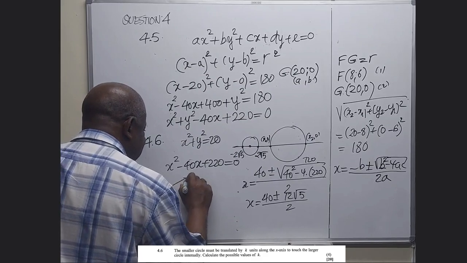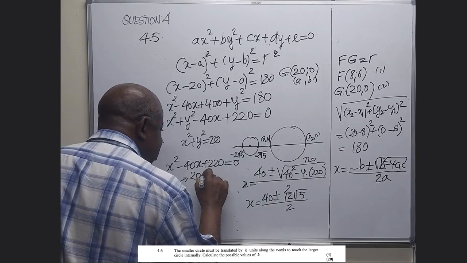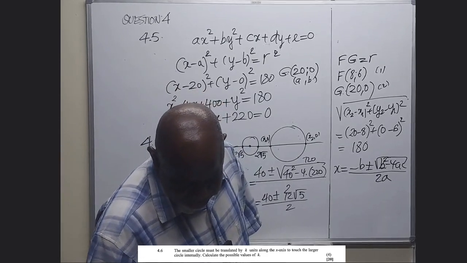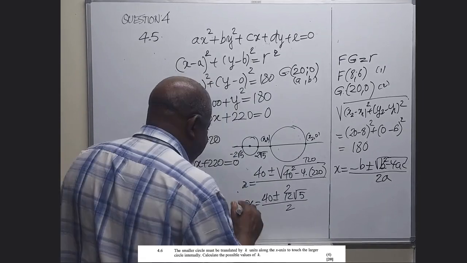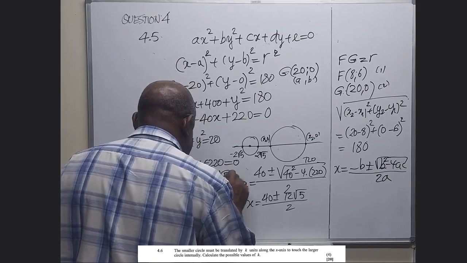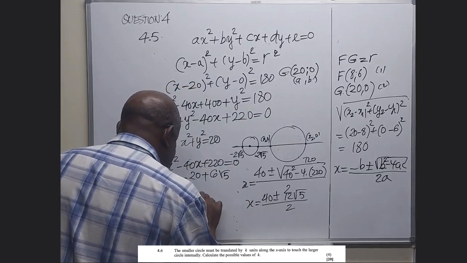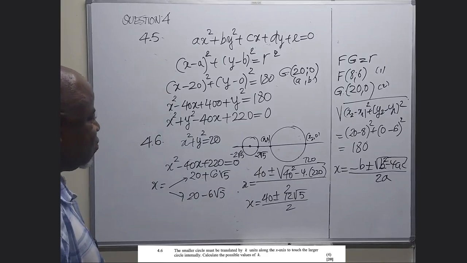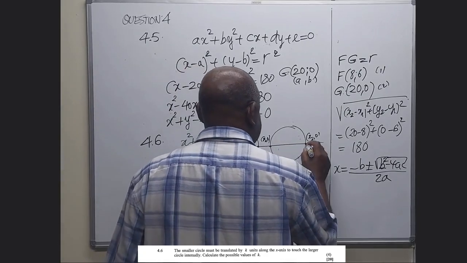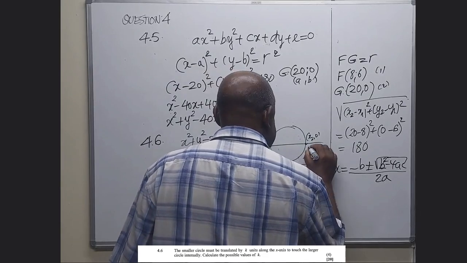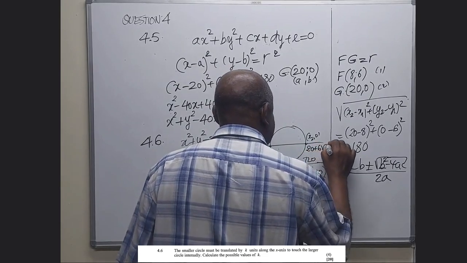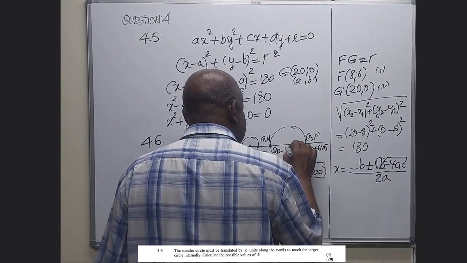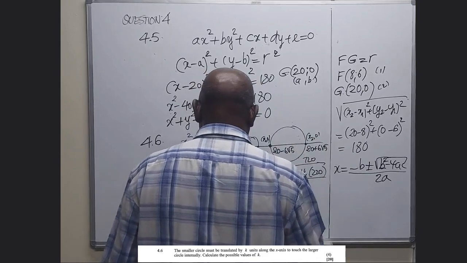The first one is 20 plus 6 square root of 5, as I'm getting on the calculator. And the other one will be 20 minus 6 square root of 5. Good. So here are the coordinates of these points. Here it's going to be 20 plus 6 square root of 5, and here it will be 20 minus 6 square root of 5. These are the coordinates of these points.